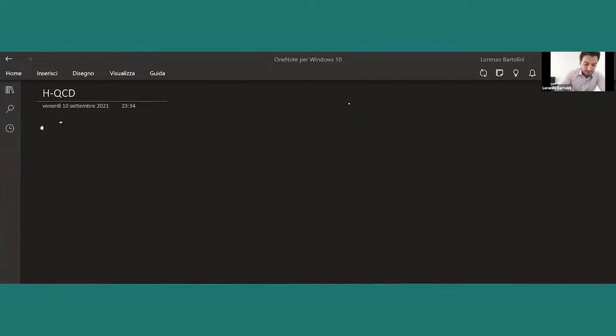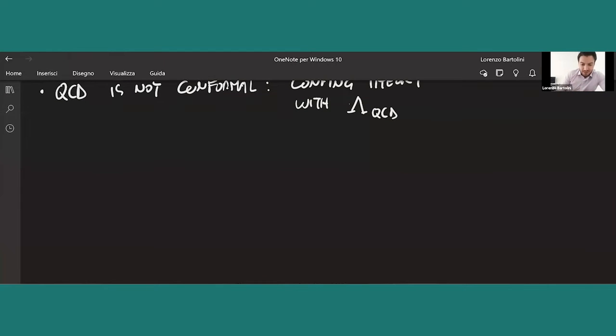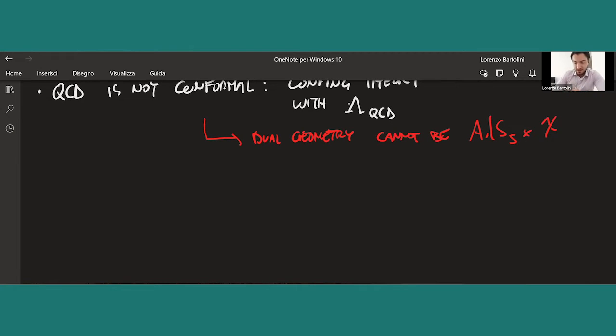So what are the problems? Of course, QCD is not conformal because it is a confining theory that generates dynamically an intrinsic scale, Lambda QCD. Okay, so it has an energy scale, and so it cannot be a conformal theory, obviously. And so what we learn from this is that the dual geometry cannot be some AdS5 times manifolds X, that can be different kinds of manifolds. But anyway, this approach doesn't work. It cannot be AdS5. It must be something else.